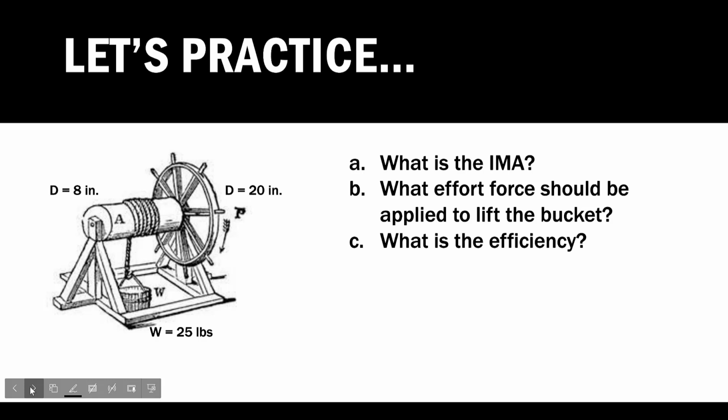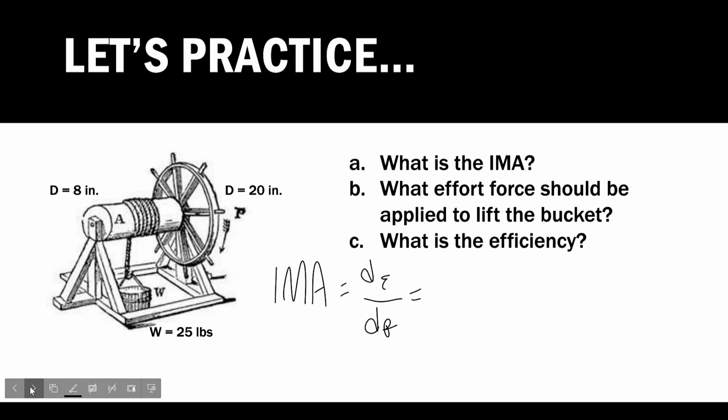Here we have a bucket attached to an axle with a wheel, and it says, what is the IMA? So we have the axle as a diameter of 8 inches. The wheel has a diameter of 20 inches. So I'm going to take my IMA is the effort diameter divided by the resistance diameter.